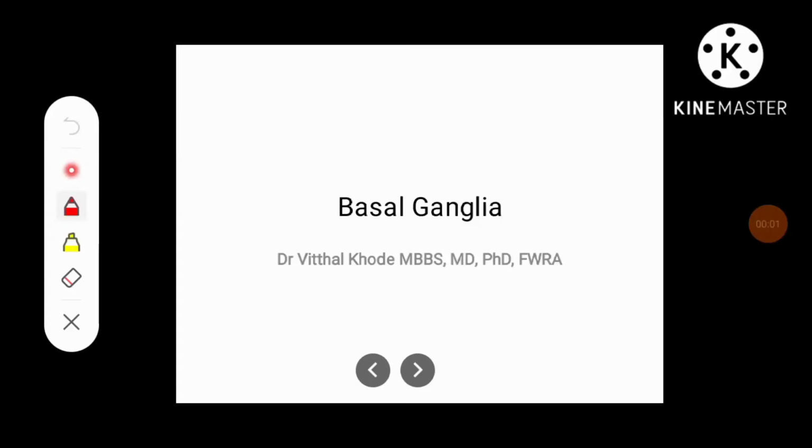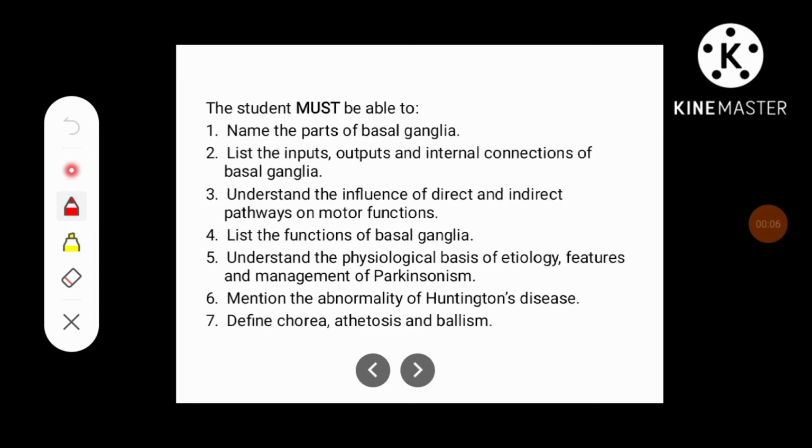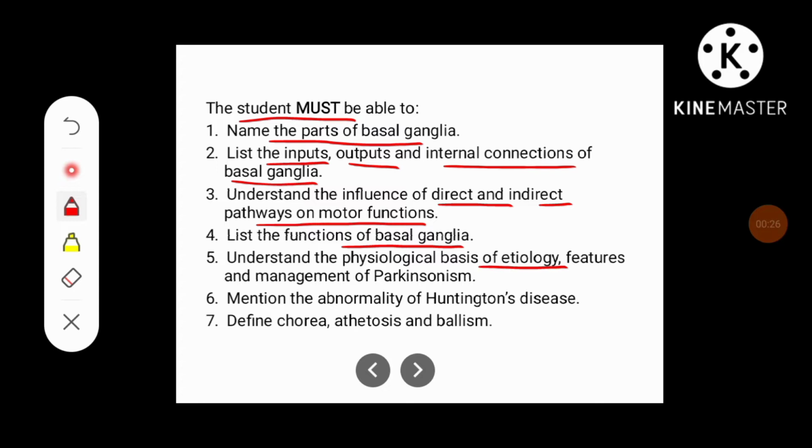Everyone, in this class, we'll try to learn about basal ganglia. The learning objectives of this class would be to name the parts of basal ganglia, list the inputs, outputs, and internal connections of basal ganglia, understand the influence of direct and indirect pathways on motor functions, list the functions of basal ganglia, understand the physiological basis of etiology, features, and management of Parkinsonism, and mention the abnormalities of Huntington's disease, define chorea, athetosis, and ballism.